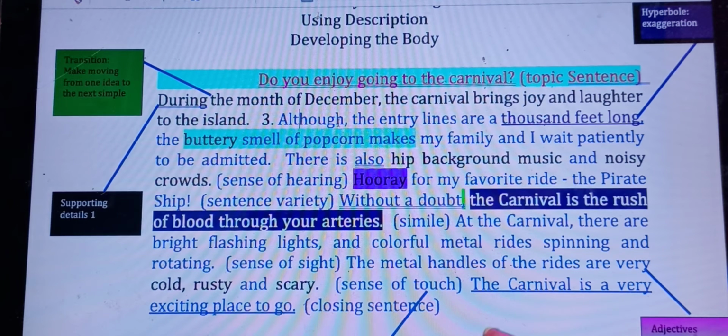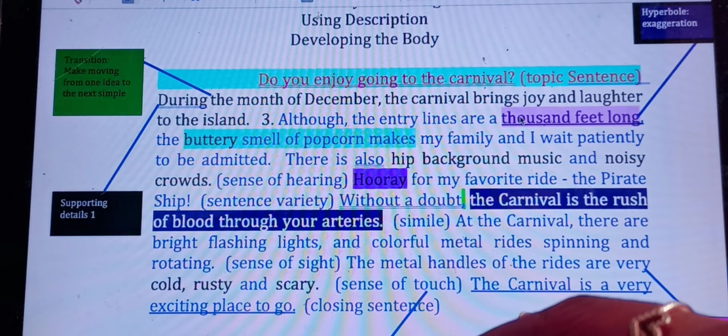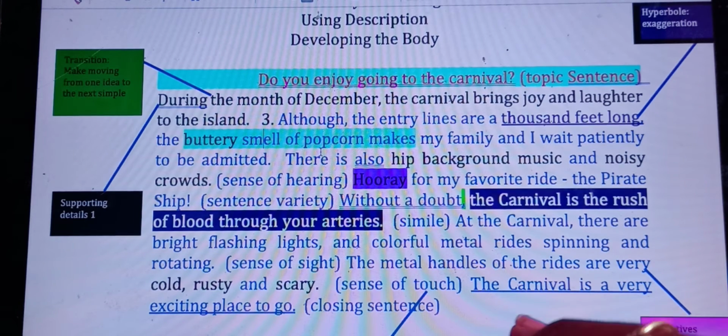He continues, although the entry lines are 1,000 feet long. Notice he exaggerates or uses a hyperbole, here in purple, to illustrate to us just how long the lines were. So he's helping us to get a mental picture of how many people were standing in line. Then he continues, the buttery smell of popcorn makes my family and I wait patiently to be admitted. So he's appealing to our sense of smell. We can smell the buttery smell of popcorn.